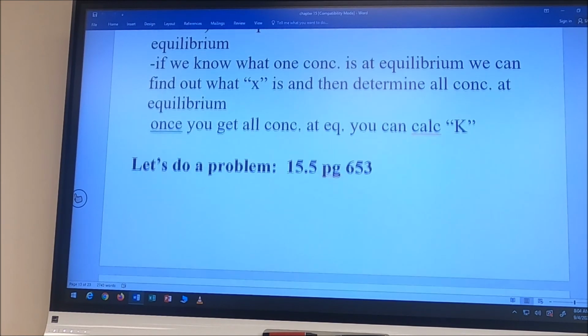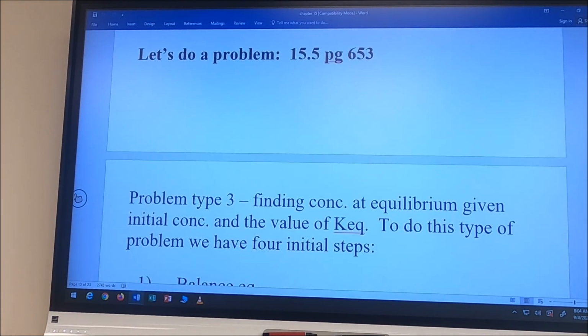Now, to show you how this works, we're going to look at problem 15.15 on page 653 in your textbook. 15.15 is one of those embedded problems. Okay?